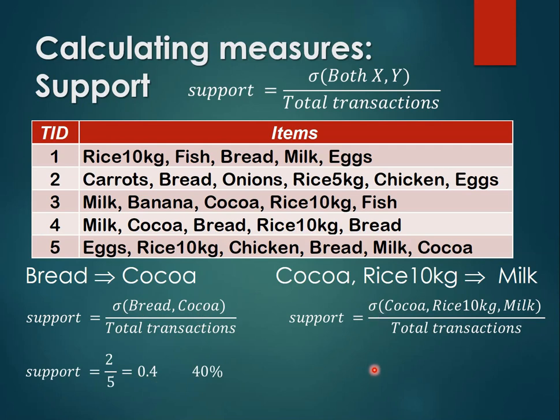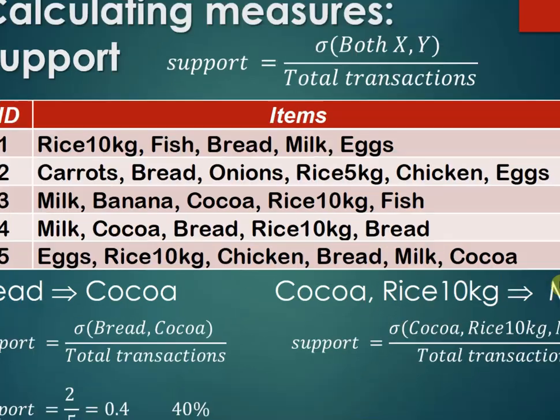For the second rule, cocoa, rice 10 kg implies milk.